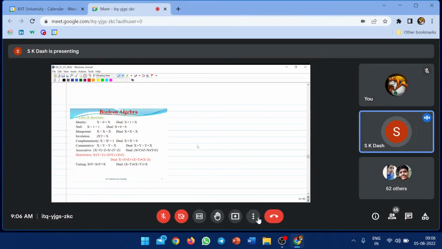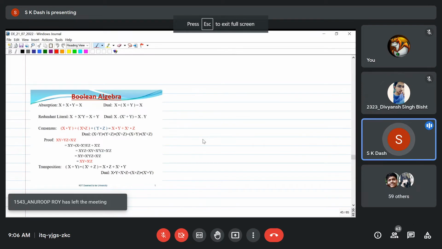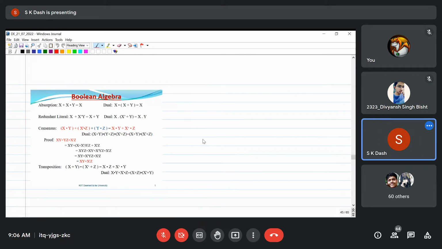Associative, dissociative, uniting. So today we'll continue with that. Today we'll go for the remaining laws. Next in the line is the absorption law. As per this law, x plus x dot y will be equal to x.